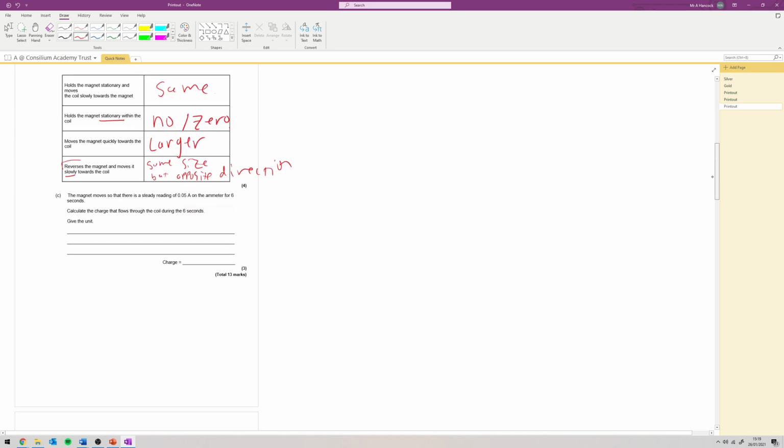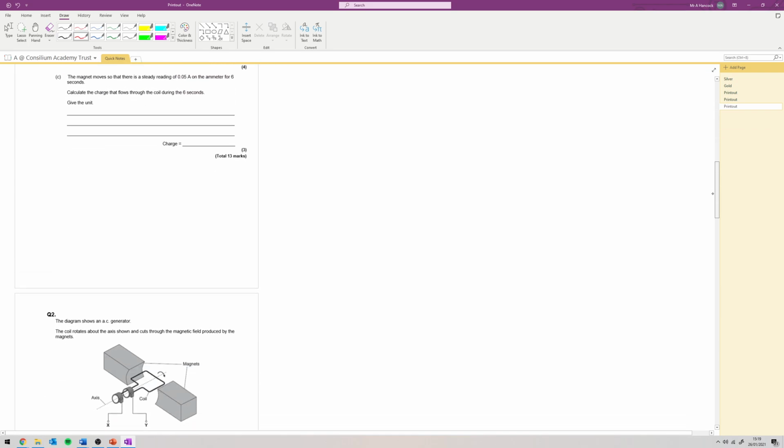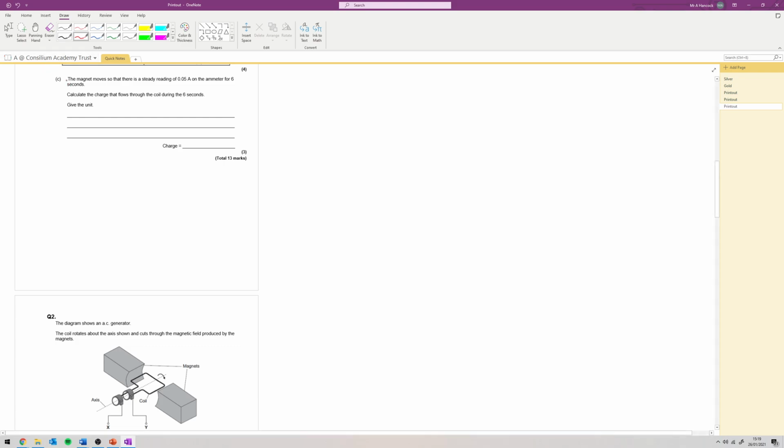Now, don't want to skip that question. Right, part C. This one should be straightforward if we remember our equations from the electricity topic. The magnet moves so that there is a steady reading on an ammeter for 6 seconds. So just in case, I'm going to do this thoroughly. They've given me an ammeter reading, so I know that is a current, so I'm going to write that down. For 6 seconds, well, that's a time. Calculate the charge that flows through.